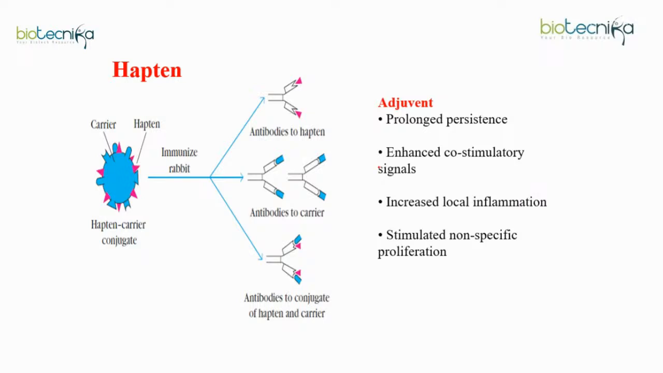So this is the thing. You have the carrier protein, hapten. This will give you the result. Now, if you immunize, you will get to see antibodies which are formed specific to the hapten. You will get antibodies specific to the carrier proteins. You will also get to see antibodies in conjugate with both of it, hapten and carrier. An adjuvant is for the prolonged persistence, enhance co-stimulatory signals, increase local inflammation, and stimulate non-specific proliferation. Fine.